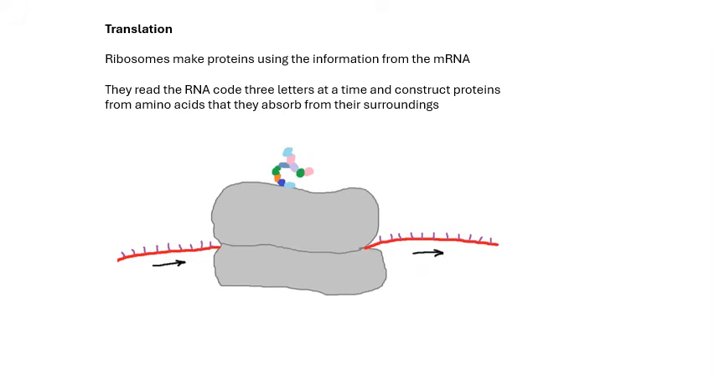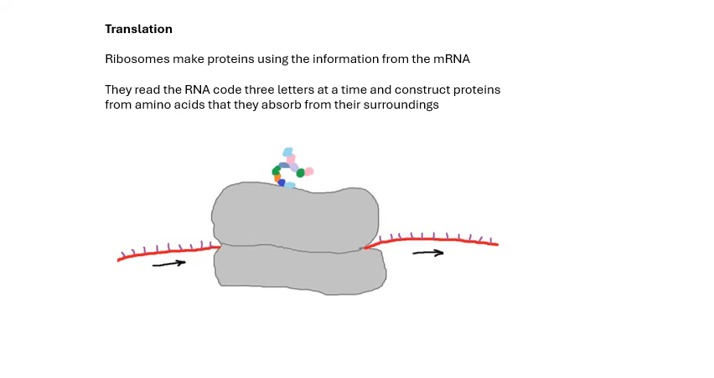Now, translation. What happens is that this piece of RNA, messenger RNA, contains the information to make a particular protein. And there are these organelles inside our cells called ribosomes. And ribosomes are factories for making proteins. And what happens is that the bit of messenger RNA goes in one end and it chugs its way through, and then 3 letters on the RNA is the code for a particular amino acid.